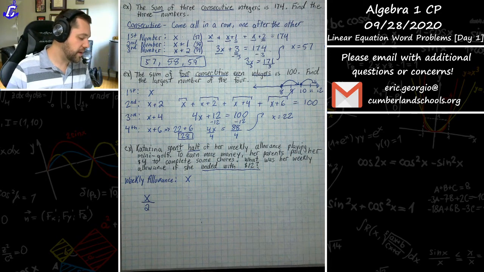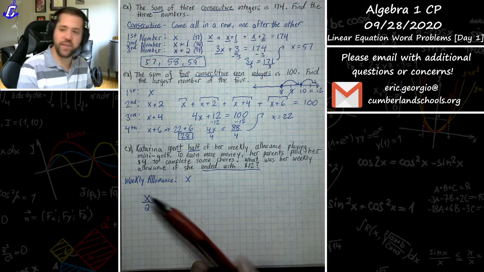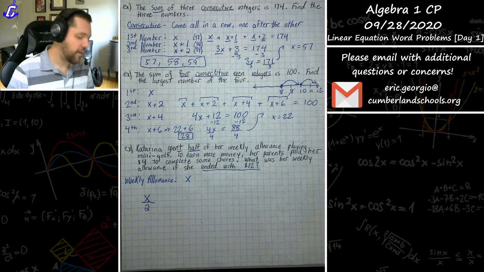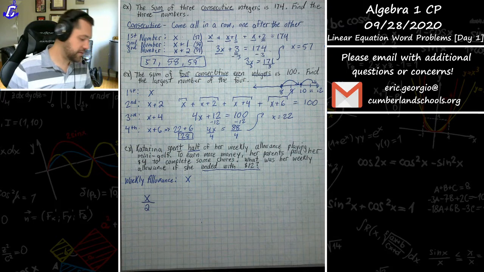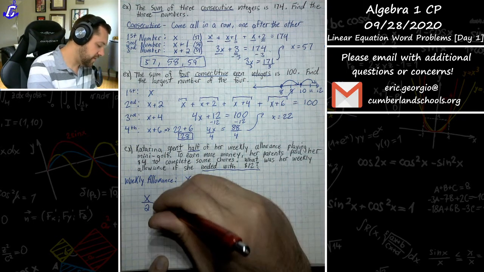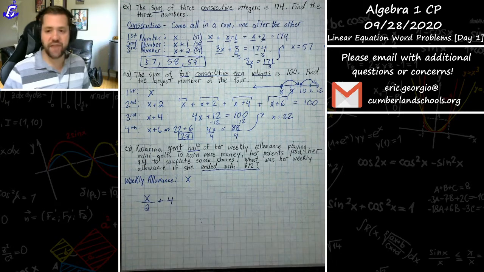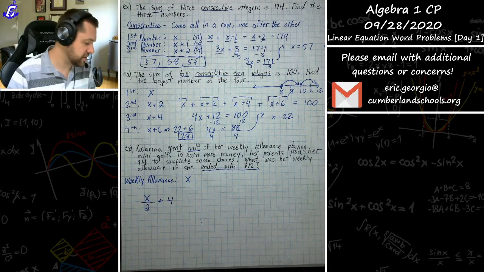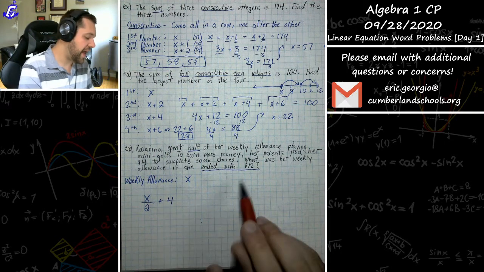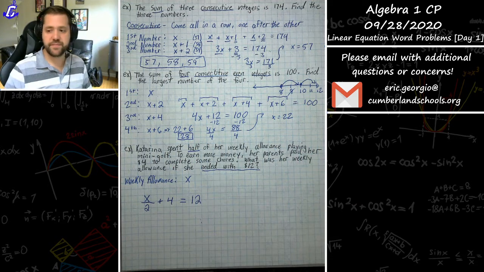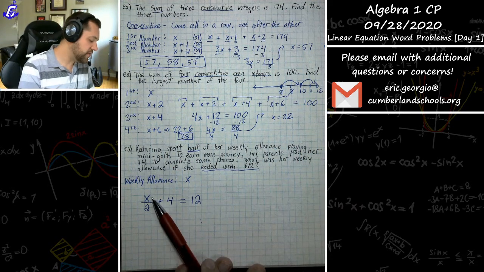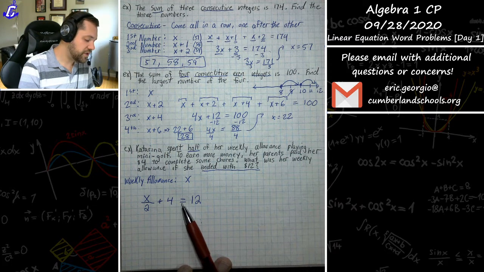Now, to earn more money, so I was at this point where I spent half my money playing mini golf, and you're like, bummer. I need a little bit more. Well, her parents paid her $4 to complete some chores, so that's nice of them. I'm going to say, well, let's take our half now and add 4, because now Katerina gained 4 additional dollars. And now I ended with $12, so we're trying to find out what I started with, equals 12. Because after Katerina spent half on mini golf and then gained an additional 4, she's now left with 12.